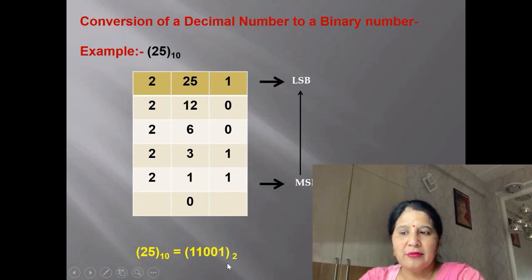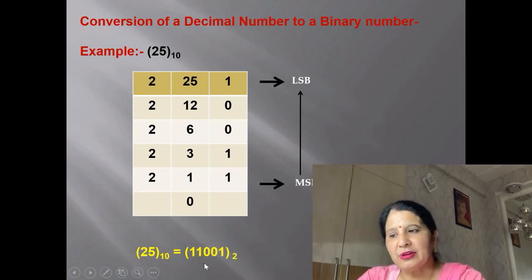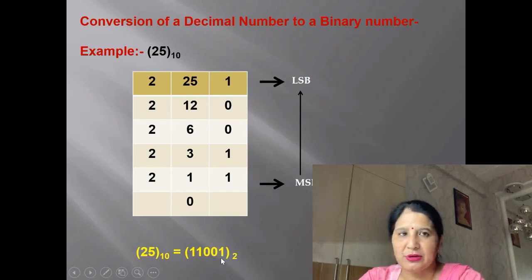Then we will write the base 2, because we have converted this 25 base 10 decimal number into a binary number, so the binary number base will be 2. I told you a binary number is made by only 2 numbers, 0 and 1. Here you can see this is made by 0 and 1. Hope you all understood this.